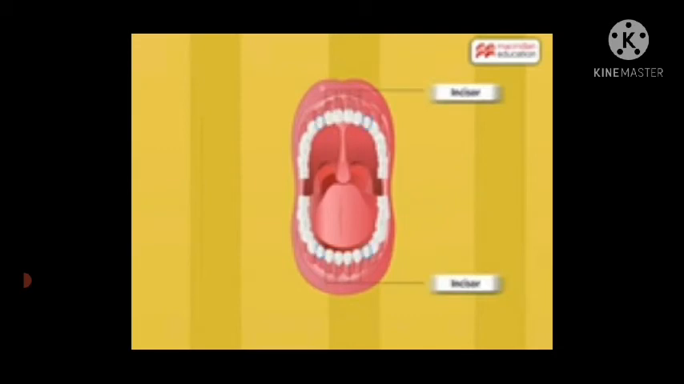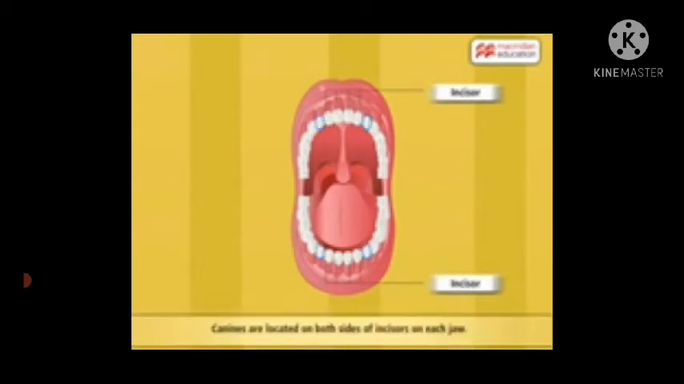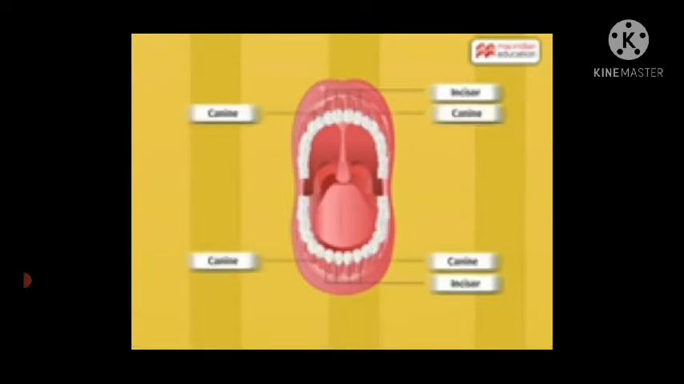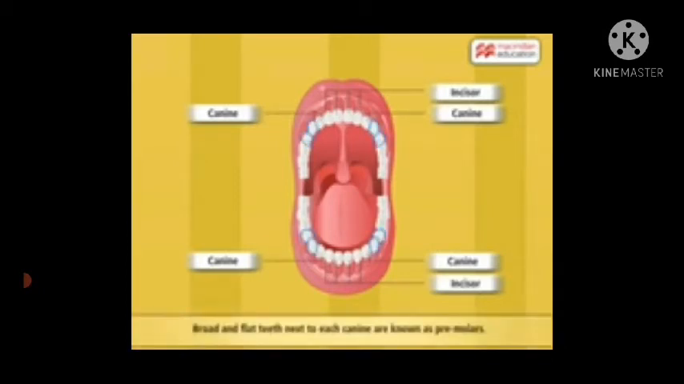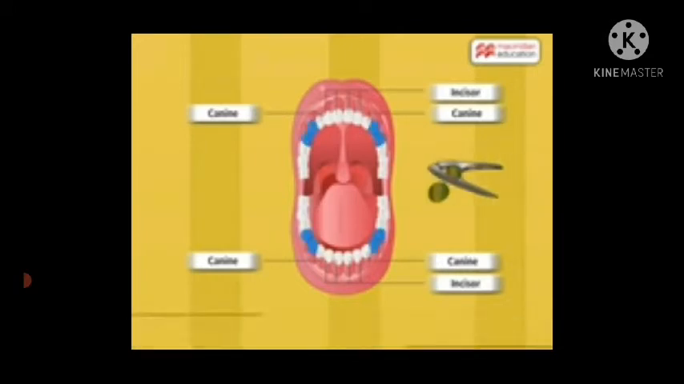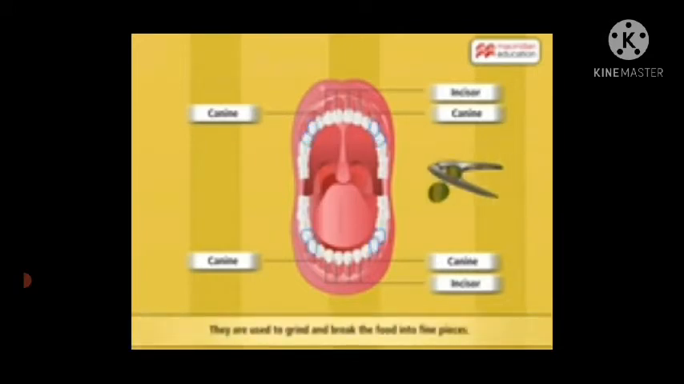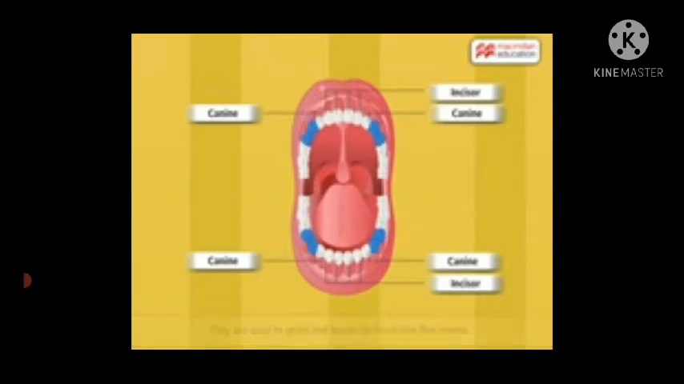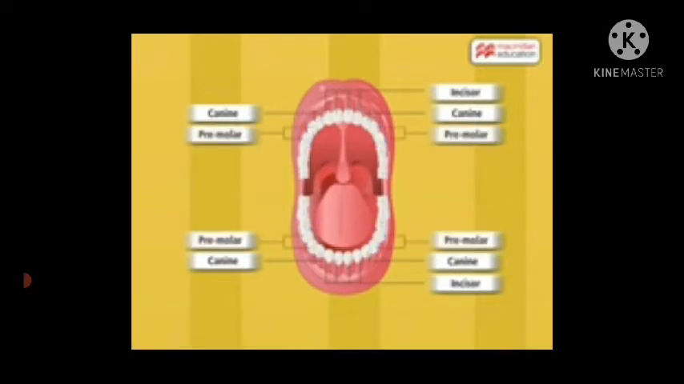Look at the sharp pointed teeth located on both sides of incisors on each jaw. These are used to tear the food like a fork. They are called canines. They are 4 in number, 2 in each jaw. Next to each canine, there are 2 broad and flat teeth. They act as nutcrackers and are used to grind and break the food into fine pieces. They are called premolars. There are 4 premolars in each jaw.